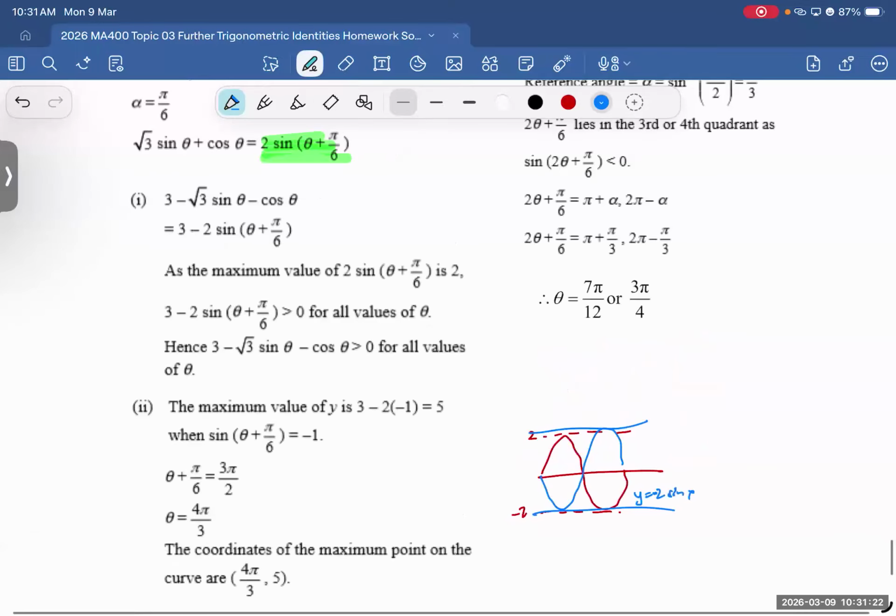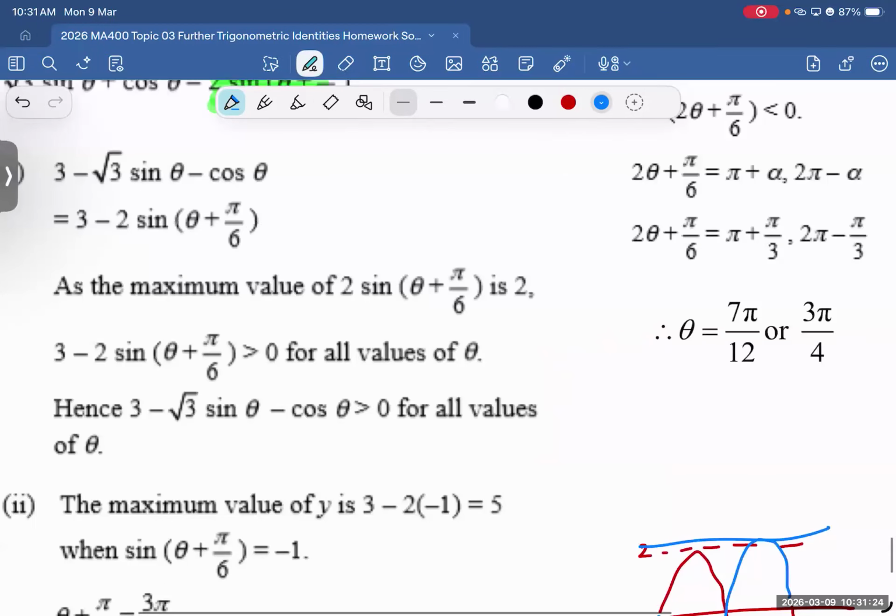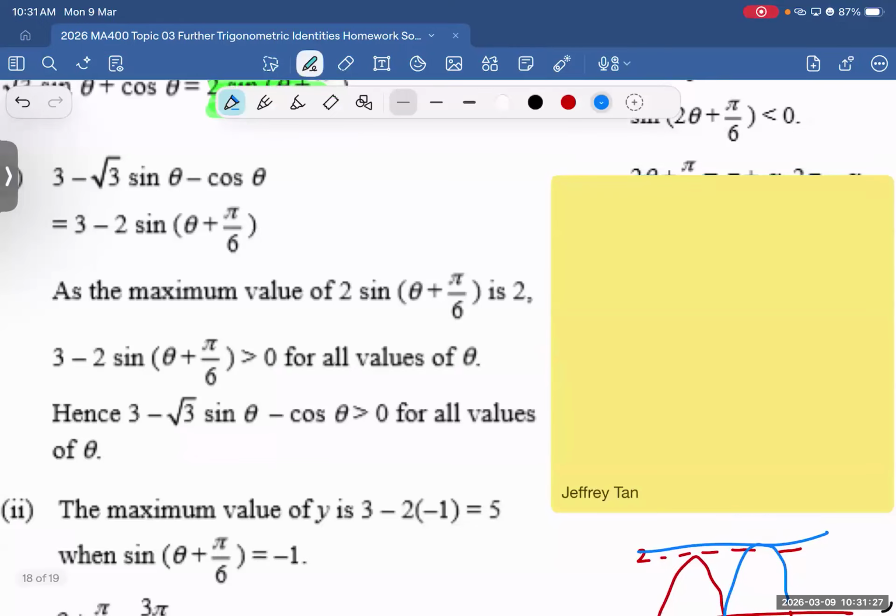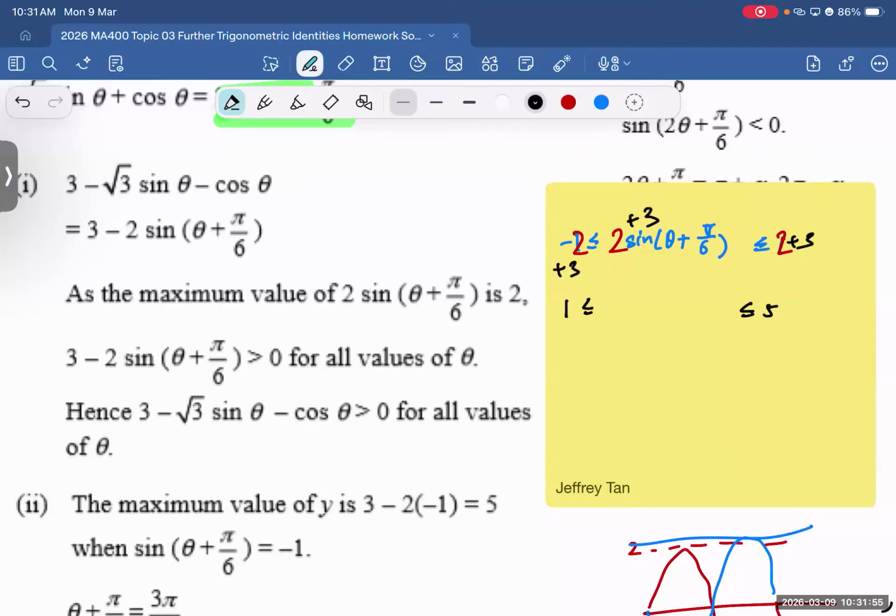Part 1, right? Okay, so part 1, when you look at it, sine theta plus pi over 6 will be between 1 to -1, right? So if I multiply by 2, then it's between 2 and -2. If I add 3, then it's like between 1 to 5. Okay? 1 to 5, my smallest is 1, cannot be negative, always more than 0. 最小我都是一个 1，对不对？我已经大过0。Okay? Sorry, Pius.